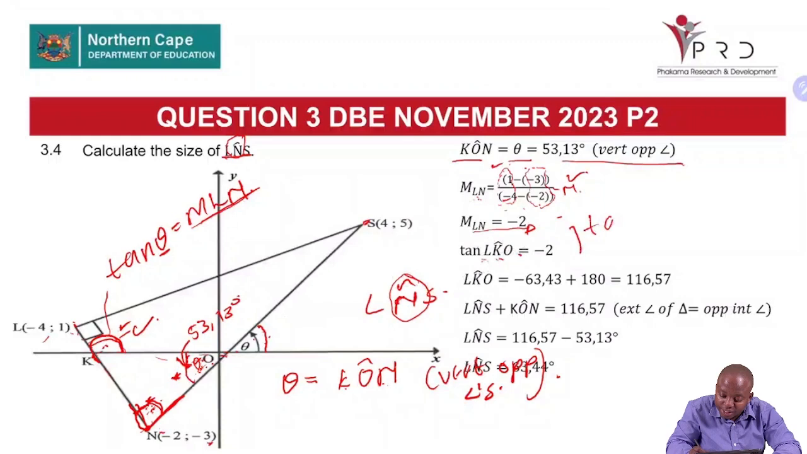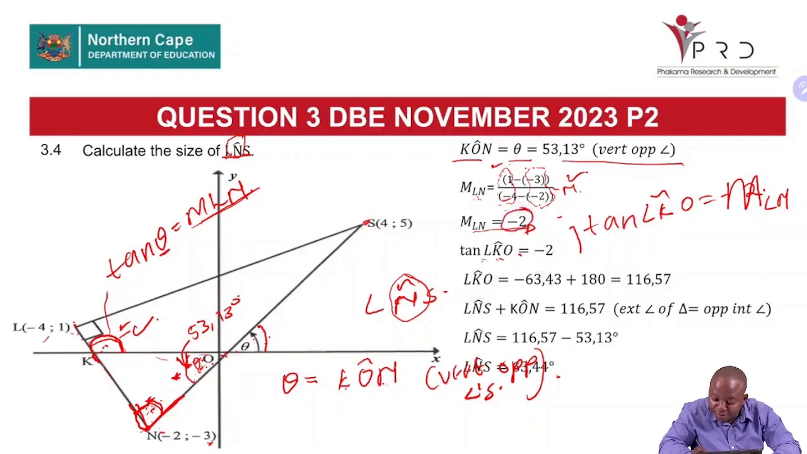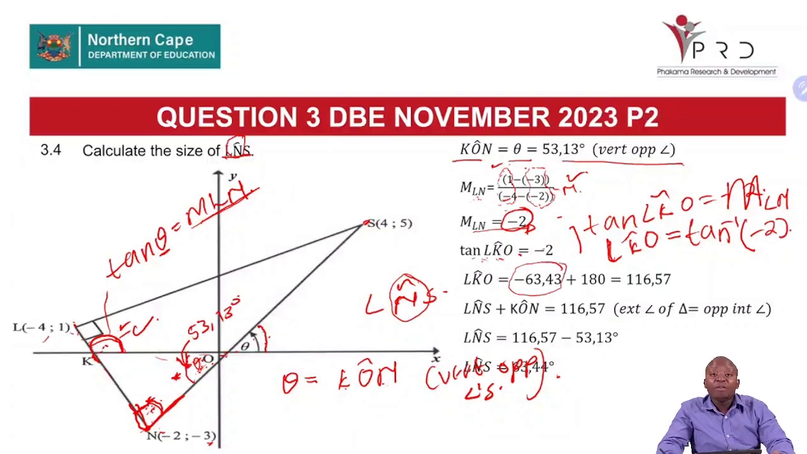Then tan LKO, which is this one, is equal to -2. So m is the gradient of Ln, which is that -2 in this case. Then when you do the second function, LKO is equal to the second function of tan of -2. We find a negative answer, which is -63,43. When we have a negative answer, what do we do? We add 180, so we add 180 to get a positive angle. We get 116,57.